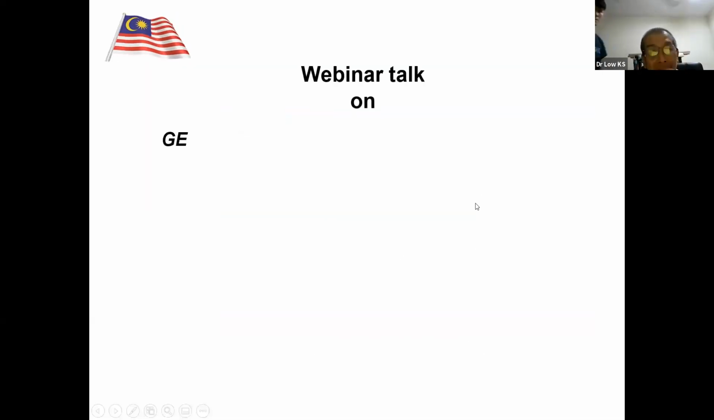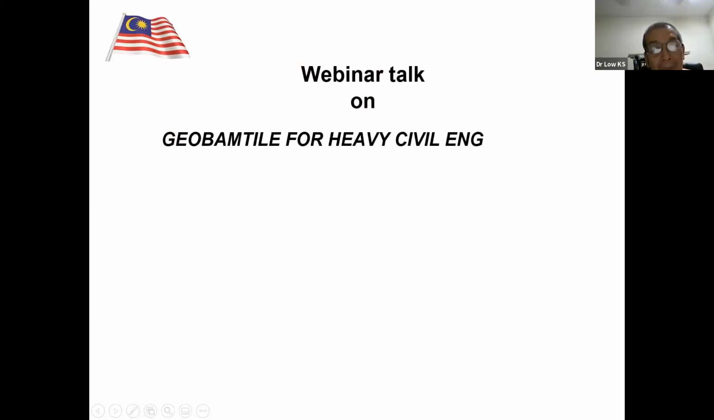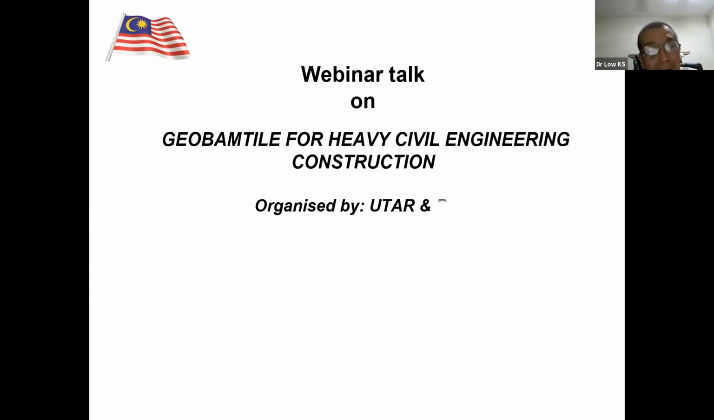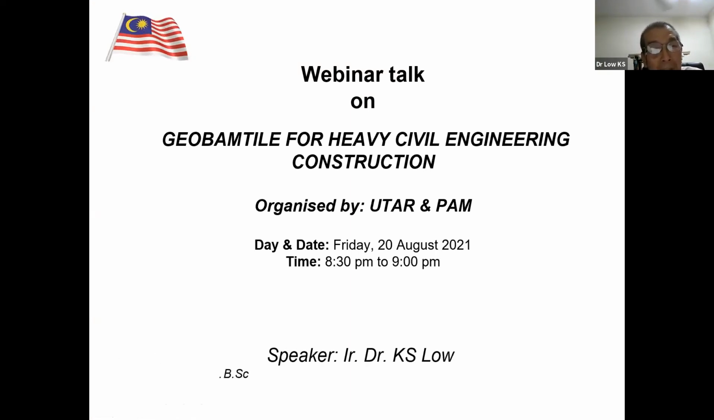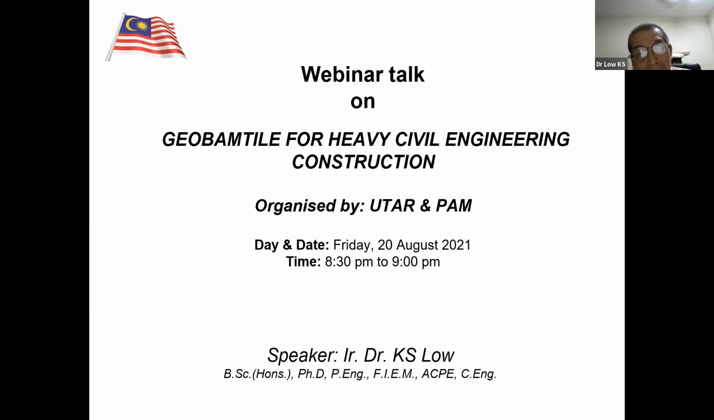Okay. So my talk is Jobemta for heavy civil engineering construction. Jobemta is my own coined word. It stands for, we have a splitter, you will see the picture, then we have a soft soil underneath, and then supported on bamboo above, and then separated by a geotextile as a separator. Over the last 25 years or so, we have tried it on numerous projects, from very heavy to heavy structures being built. In other words, we built on very soft ground, double story houses, and also a highway embankment 8 meters high.